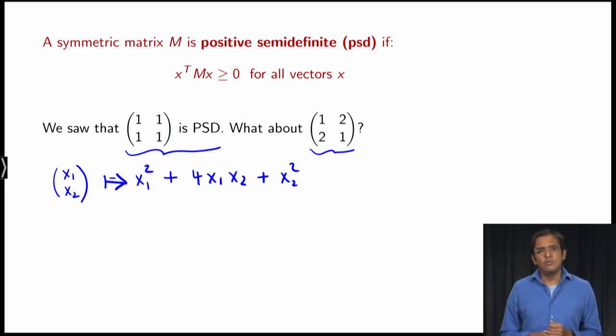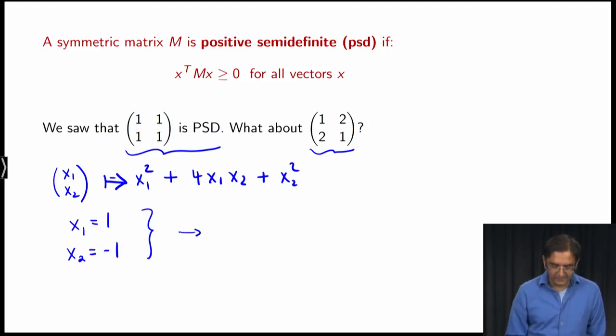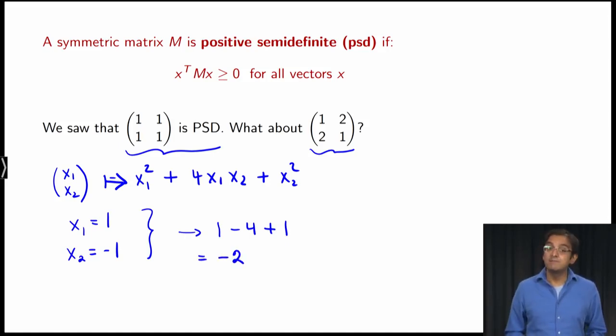So is this always greater than or equal to 0? You know what? Let's try some values. What about trying x1 equals 1 and x2 equals minus 1? What happens then? In that case, we get 1 minus 4 plus 1, which is negative 2. Okay, so this matrix is not positive semi-definite. And yet, it looks more positive than the other matrix, which we know is positive semi-definite.